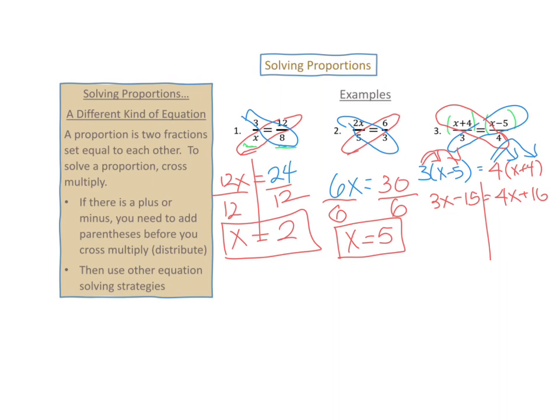Now, I have got to... I could subtract 3x from each side, like so, and I would get negative 15 equals x plus 16, which means I got to get rid of the 16. Minus 16, I get negative 31 equals x. Plug that negative 31 into that upper problem, you'll see that you have the right answer.